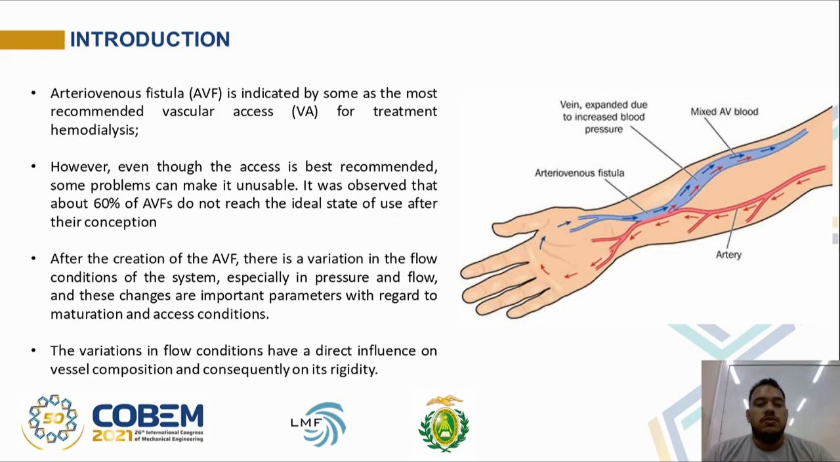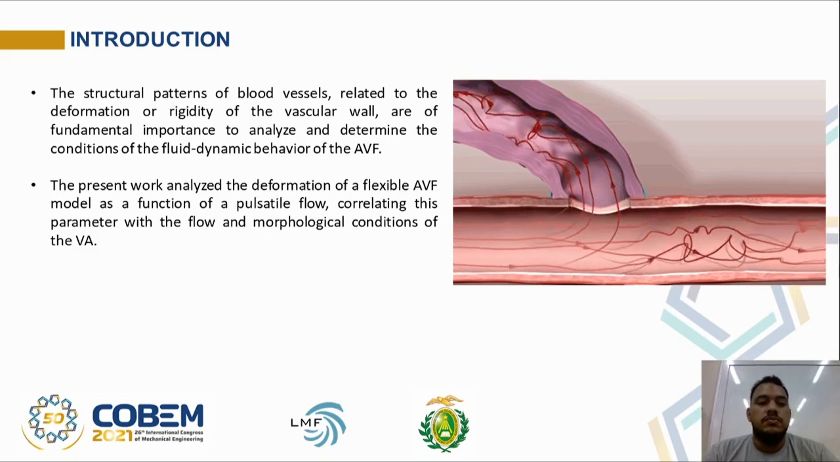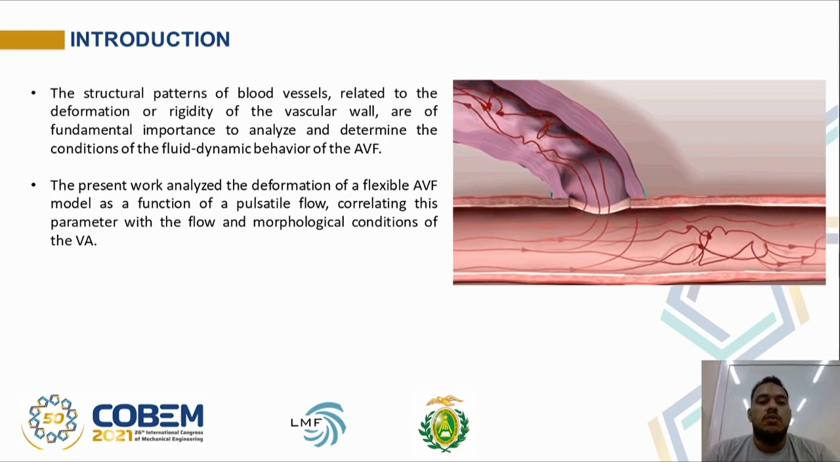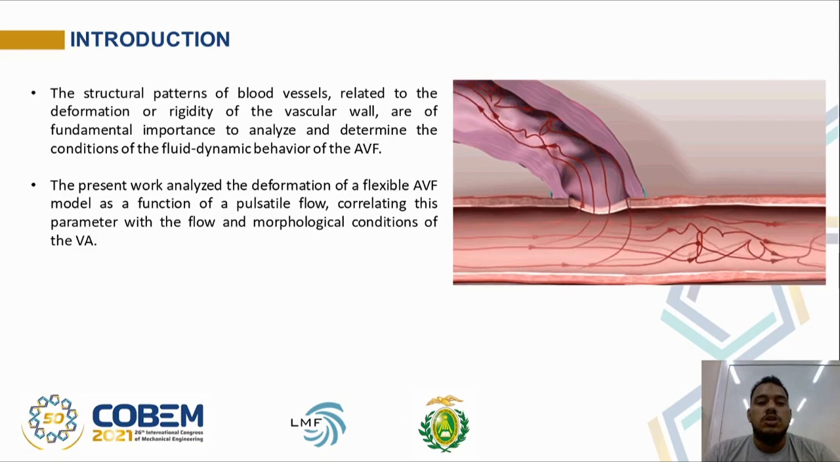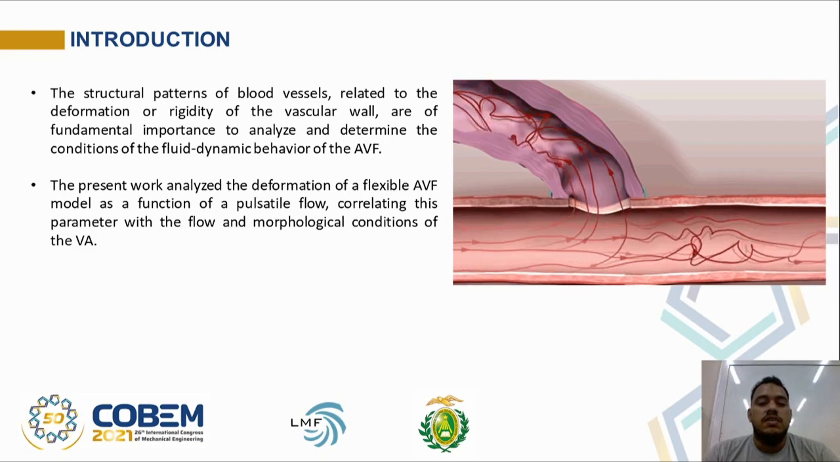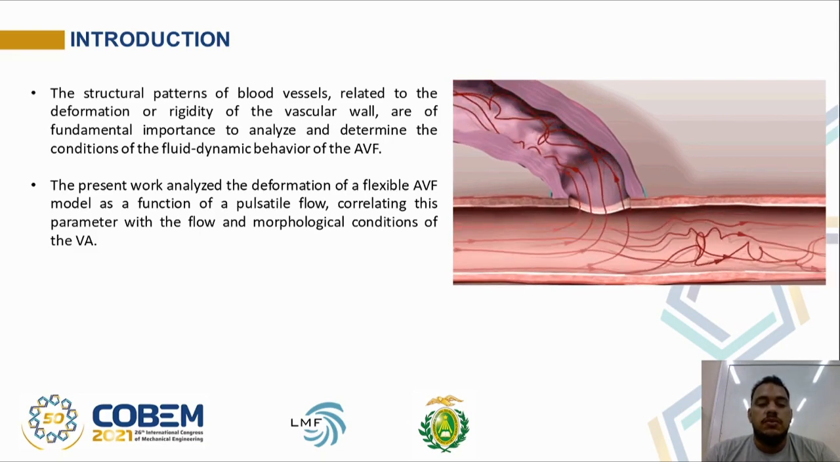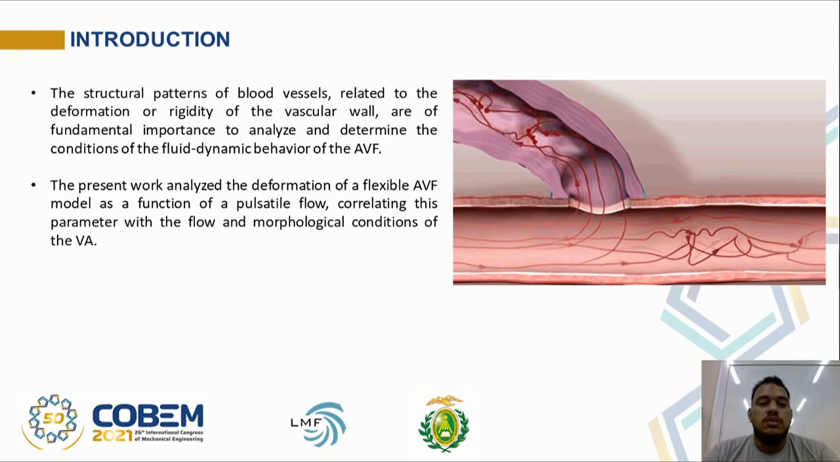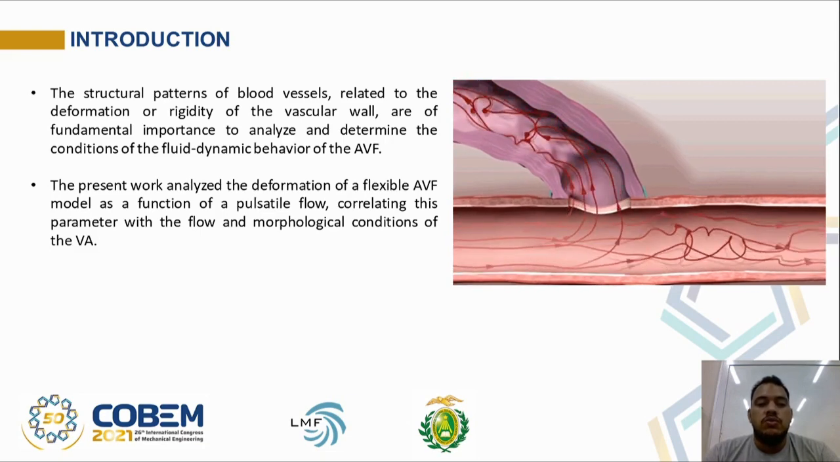The variation in flow conditions has a direct influence on the vessel composition and consequently on its rigidity. The structural patterns of blood vessels related to the deformation or rigidity of the vascular wall are of fundamental importance to analyze and determine the fluid dynamics behavior of the AVF. The present work analyzes the deformation of a flexible AVF model as a function of pulsatile flow, correlating this parameter with the flow and morphological conditions of the VA.